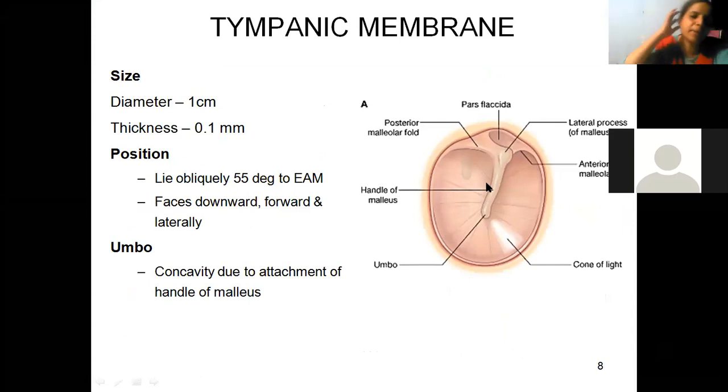The tympanic membrane is round or oval in shape. Its diameter is 1 centimeter and thickness is 0.1. It lies obliquely at 55 degrees to the external acoustic meatus, which means it is tilted outwards. Inside we have 3 ear ossicles: malleus, incus, and stapes. The handle of the malleus holds it in the center and produces a projection called the umbo. Because of the handle of the malleus, some concavity is produced, which is called the umbo.